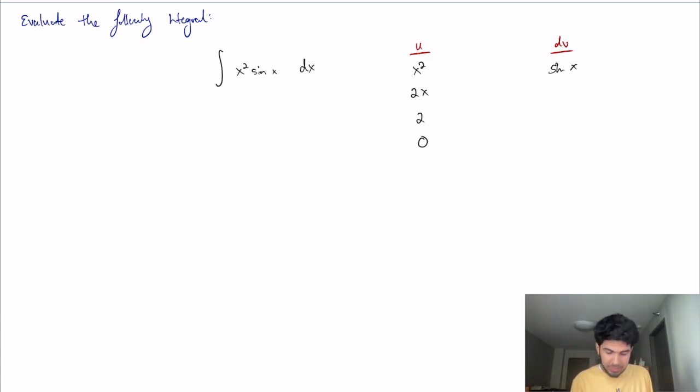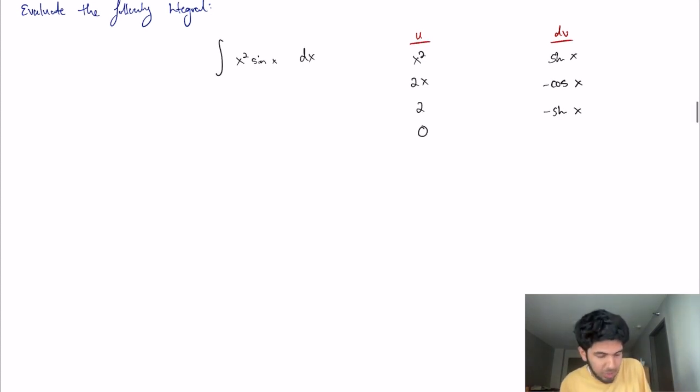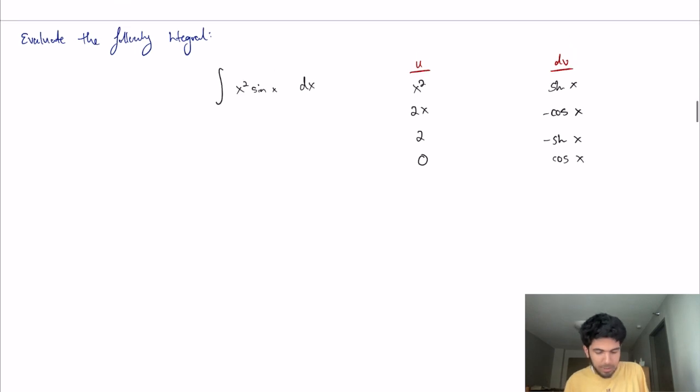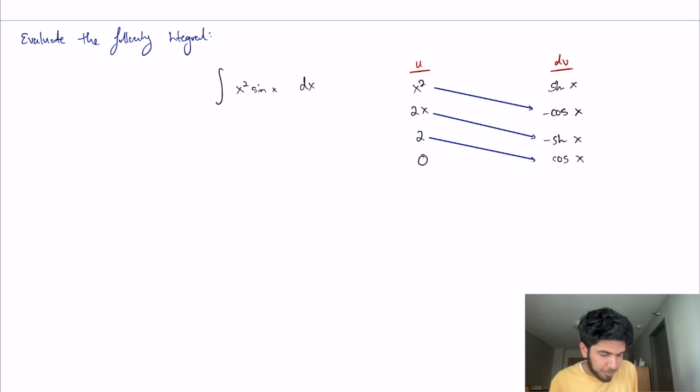Now we take the integral of sine of x. The integral of sine of x is negative cosine of x. The integral of negative cosine of x is negative sine of x. And the integral of negative sine of x is cosine of x. From here, we can draw our arrows, starting from the first term, going to the second term, from the second to the third, and from the third to the fourth. And now we alternate between positive 1, negative 1, positive 1. And now combine them all together.